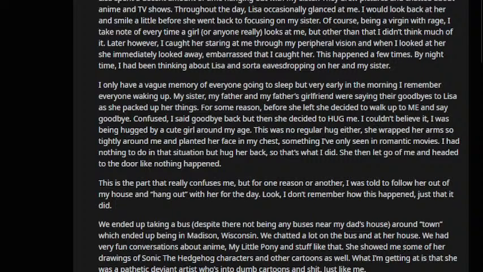But then she decided to hug me. I couldn't believe it. At this point in my life, the prospect of a girl hugging me is so insane.